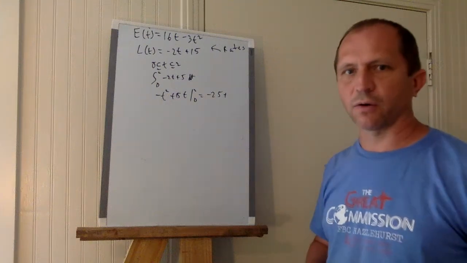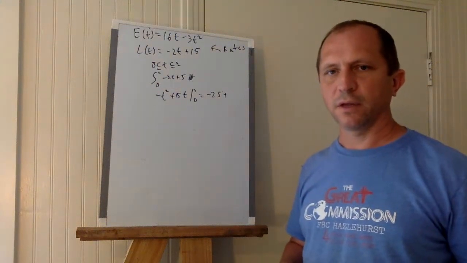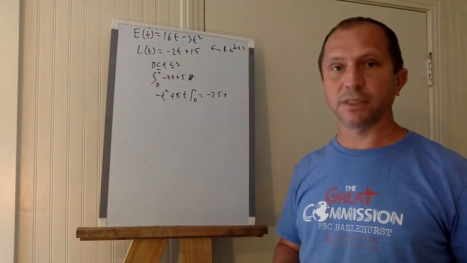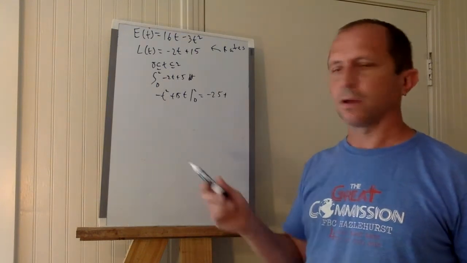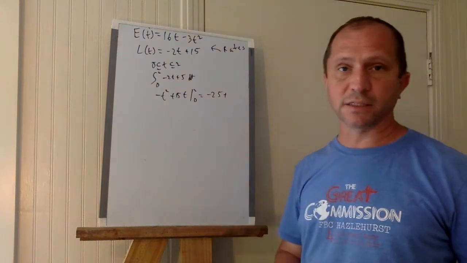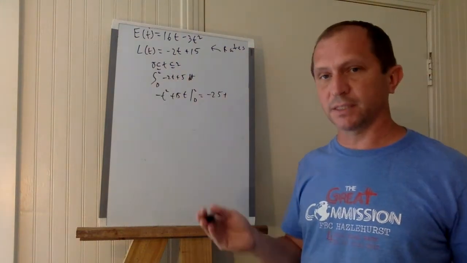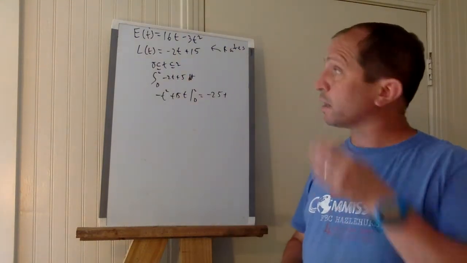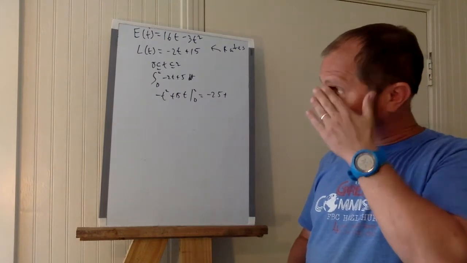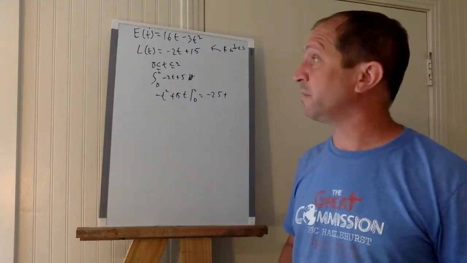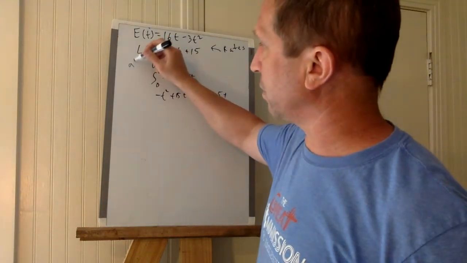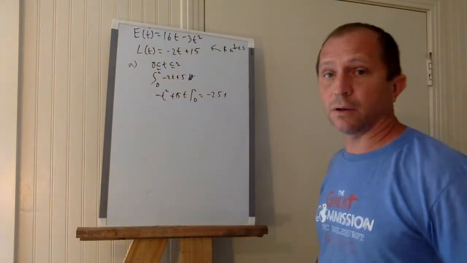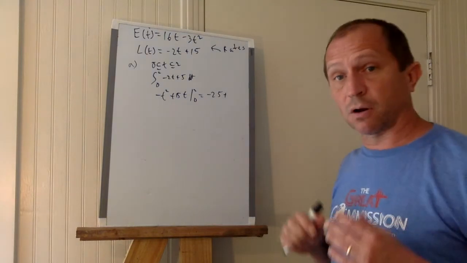Question number 6, the final question on the emailed copy that I sent you. They start out by giving you two rates. E of t is the rate of the bees entering the hive, and L of t is the rate at which bees are leaving the hive. Question A is asking about from 0 to 2, how many bees are leaving.